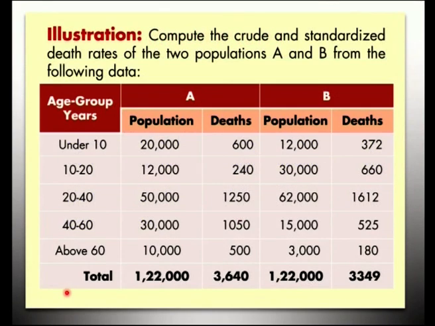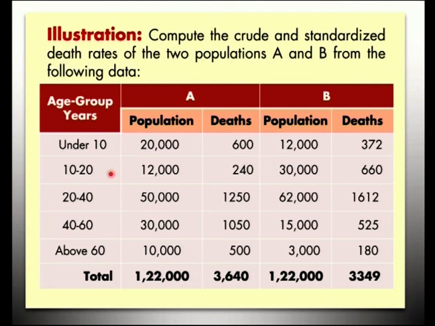Okay. We shall see a problem wherein we calculate the CDR and standardized death rate for the two populations A and B from the following data. Compute the crude and standardized death rate of the two populations A and B from the following data. Age group in years has been given, under 10. The population in area A is 20,000 and the deaths in town A are 600. Likewise, in area B, the population is 12,000 for the age group under 10, and 372 persons under the age group of 10 have died in area B. So, this kind of information is given.